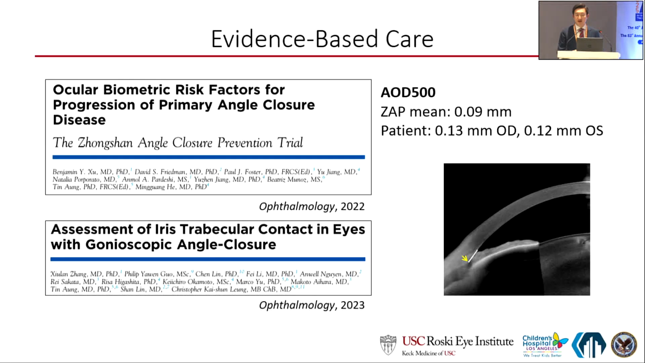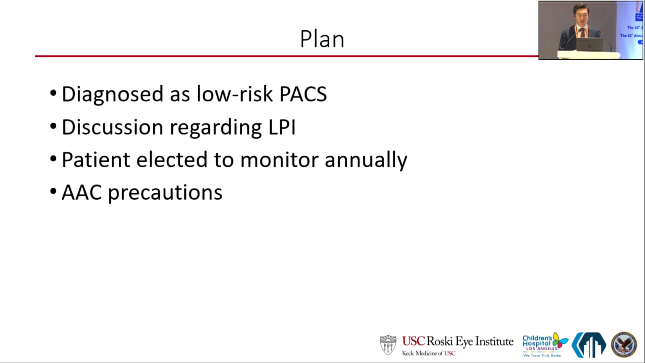We also know, based on other work, that the more ITC that we see in ASOCT images, the higher the risk for PAC and PACG, and as we saw, this patient has no ITC on their ASOCT images. So we diagnosed this patient as a low-risk primary angle closure suspect. We had a discussion regarding LPI, but the patient ultimately elected to monitor annually. She was given acute angle closure precautions.